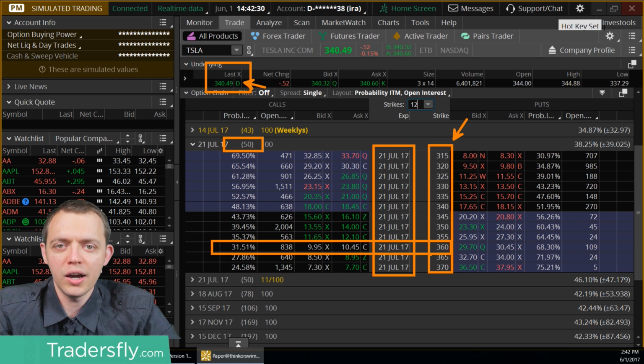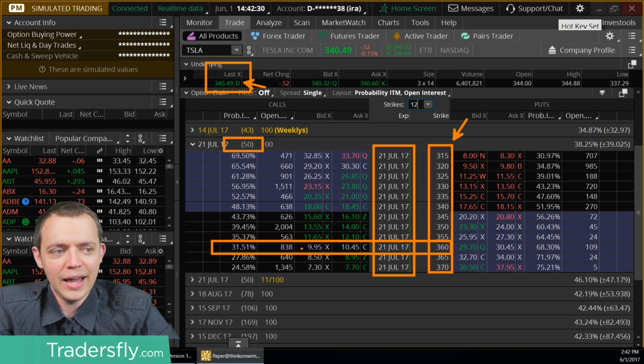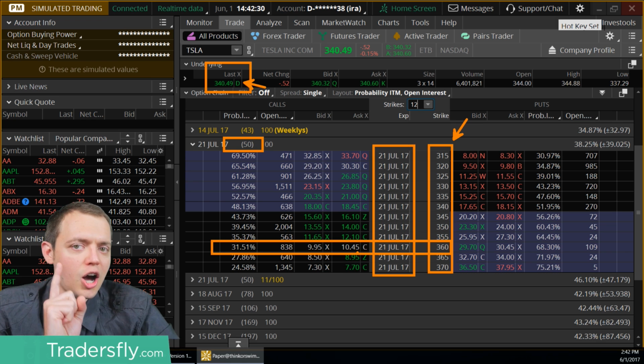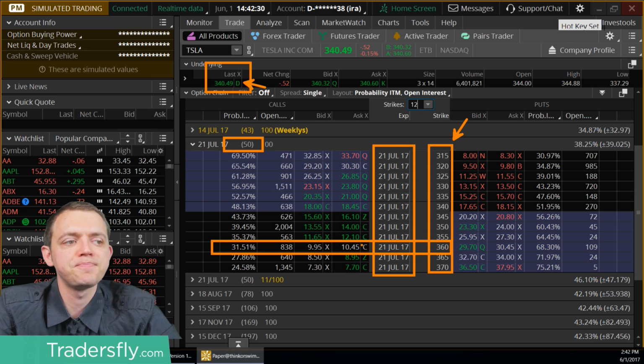Now, can it move a lot quicker and you get out of it sooner? Yes, you can do that. So if it goes up to 360 in one day, you can get out of it, and this price that you pay is going to be worth more. So right now you would pay $10.45 for that contract, multiply it times 100, because each contract controls 100 shares.